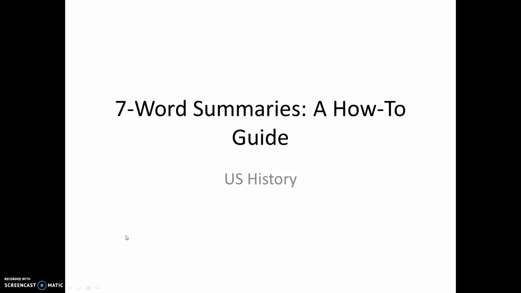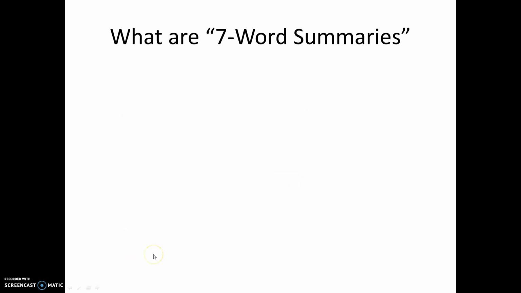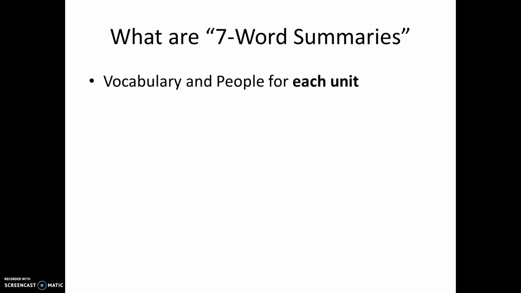So our goal here is to give you a few reminders on how to complete your 7-word summaries. And remember that when we say 7-word summaries, it's something you'll have to do 4 times in U.S. History A and 4 times in U.S. History B. So spread out throughout the 2 trimesters, you will do it a total of 8 times throughout the year. Now the question becomes, what are 7-word summaries?